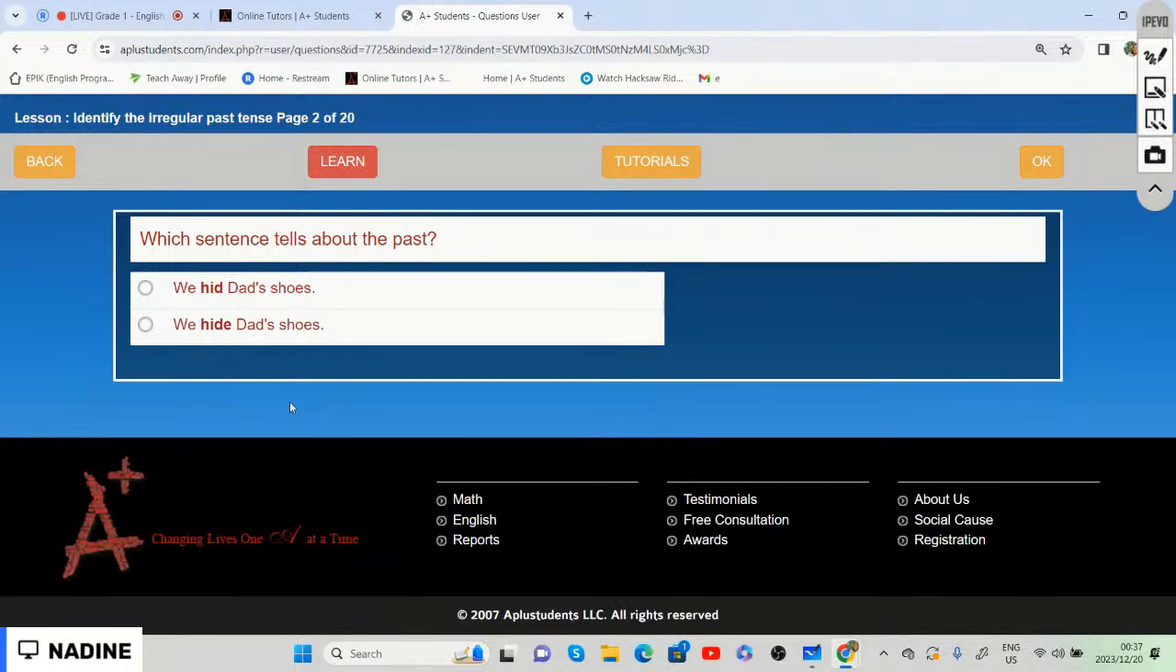And if we identify which sentence tells about the past, right, then hid tells us about the past. Because hide is something that you do now, but in the past, we hid dad's shoes.